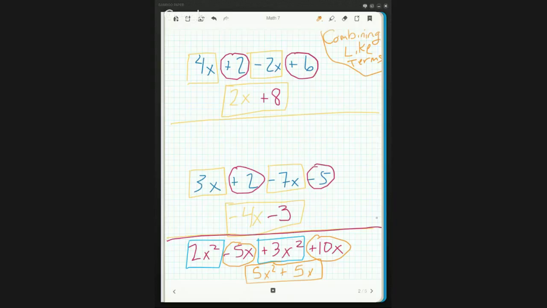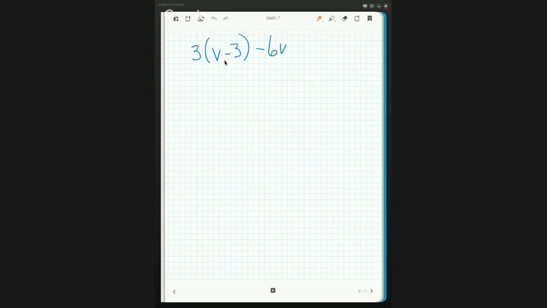Good. Now we're going to get to the combination that one student asked me about tonight, and she saw a problem that looked like this. And all this is a distribution and combining like terms.